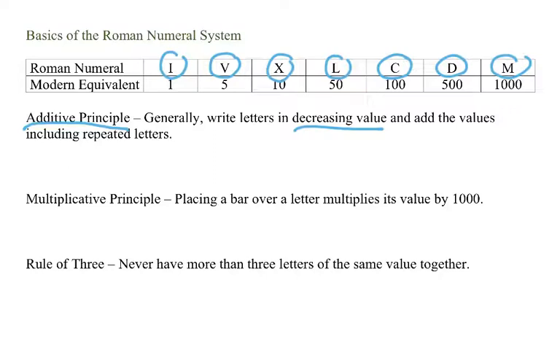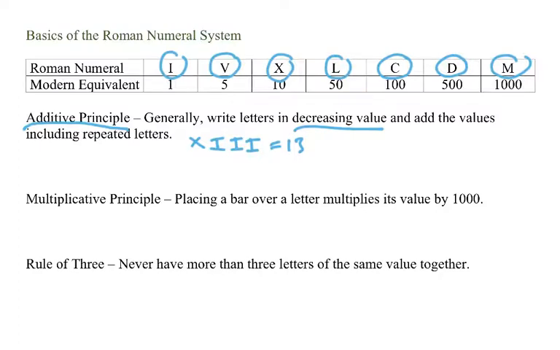So, for example, if you had the number XIII, the X represents 10, and then I have 3 I's to represent 1 counted 3 times, so that would be X followed by 3. This would be the number 13. So you can see the obvious similarity to the Egyptian system there.